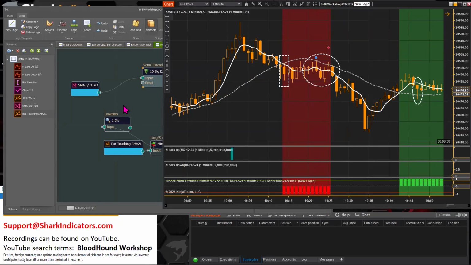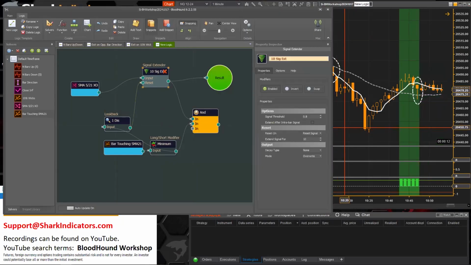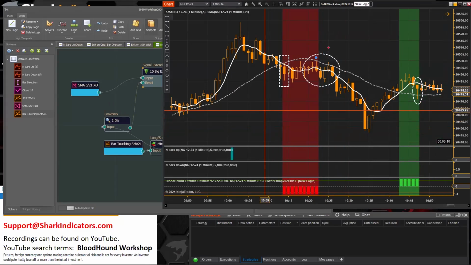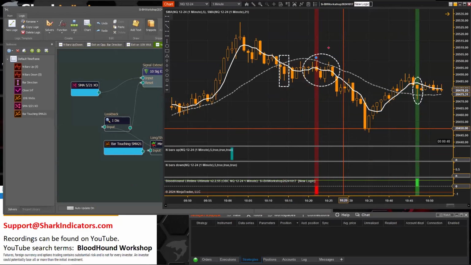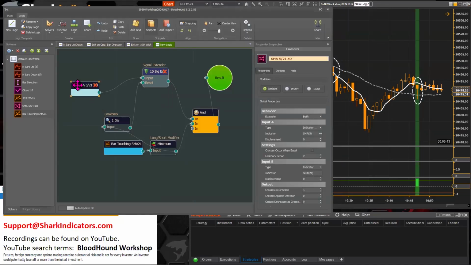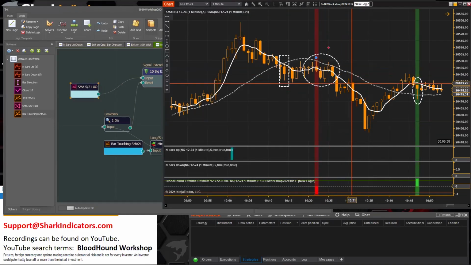Okay, so I was going to make this a little more complicated, but actually this is working now. So there we have it. Our signal extender turns off on that first bar that touches, and then it turns off there. So actually, that'll do it. I was going to make something a little more complicated here, but looking at this, I don't need to.